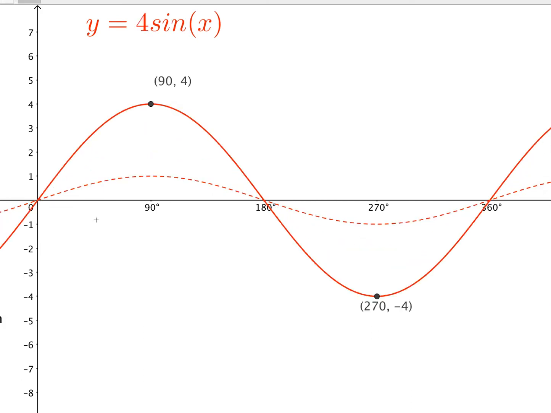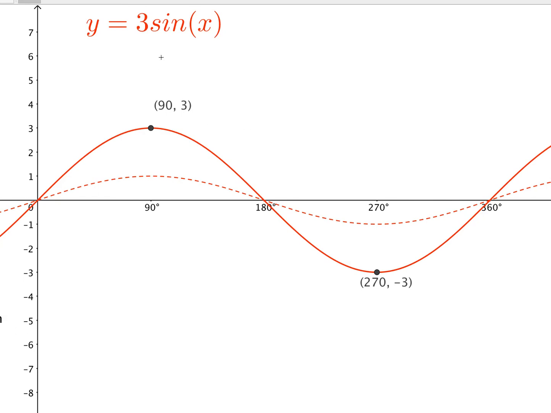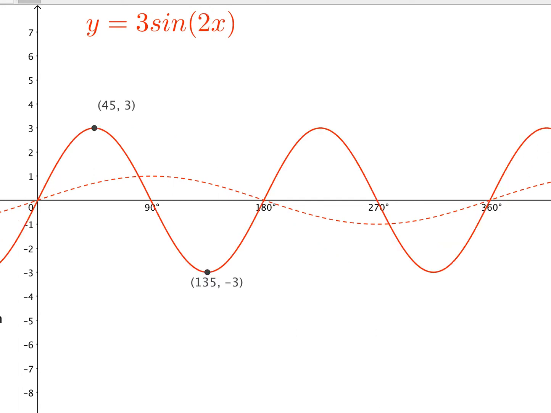There's a y stretch of 3. The y coordinates are multiplied by 3, so we had that before. Second change, which I had before, this is 3 sine 2x, so the x coordinates got halved. Used to peak at 90 degrees, and now peaks at 45. Used to go to its minimum at 270 degrees, and now goes to its minimum at 135. It halved all the x coordinates. So these were in the second video.